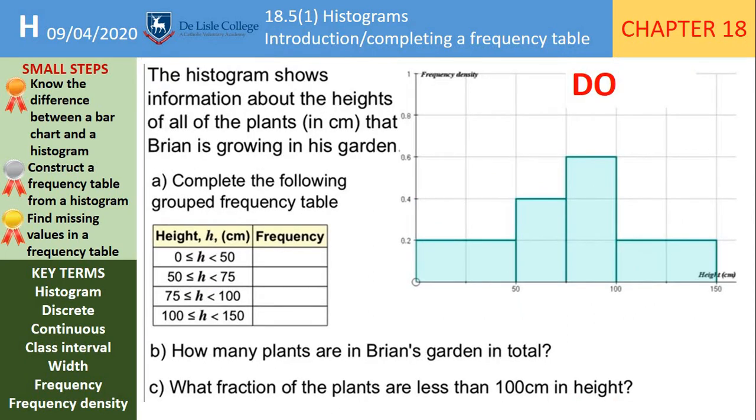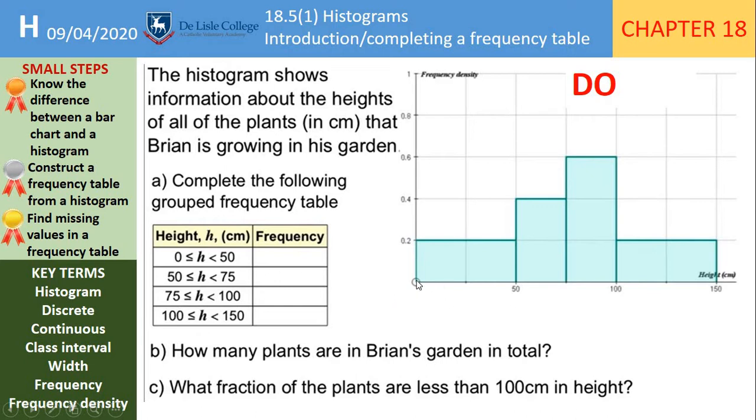Now pause the video, have a go at the do now question, which is the first question on your worksheet, if you would like to do it along with me. So the question is very similar to the last one. The histogram shows information about the heights of all of the plants in centimetres that Brian is growing in his garden. Again, we have continuous data and we have our scale along the bottom. Complete the following grouped frequency table.